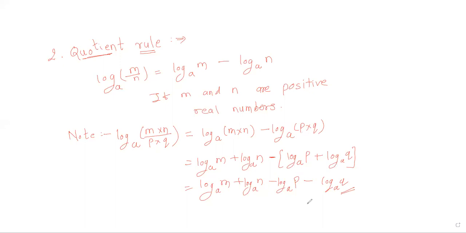Now the third rule is the power rule. Log of m raised to n to the base a is equal to n into log of m to the base a. The power that was on m comes in front of the logarithm. So log of m raised to n, base a, is n times log of m to the base a.